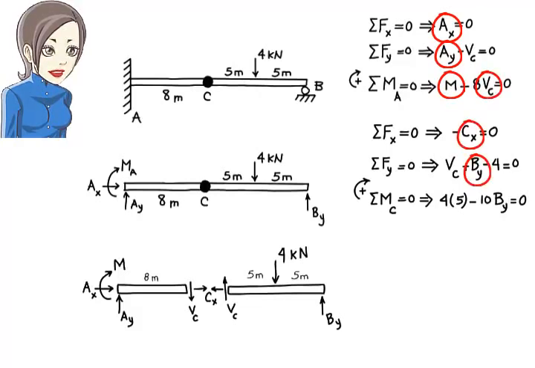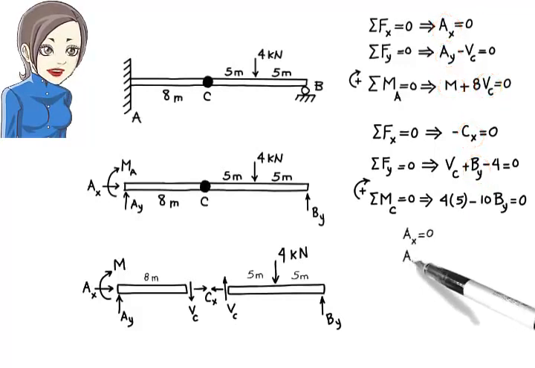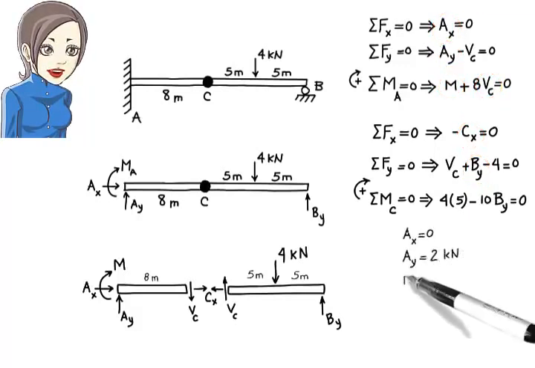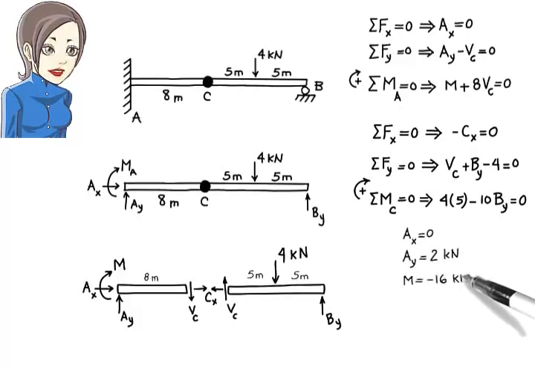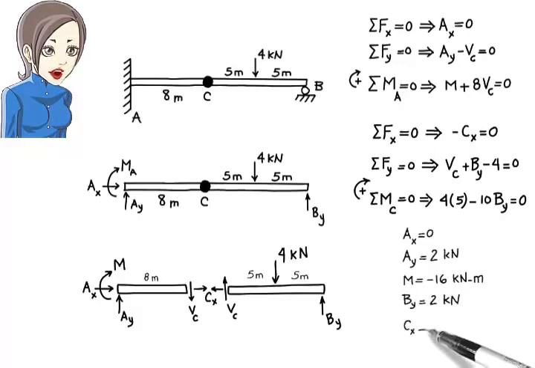Solving the equations for the unknowns, we get AX equals 0, AY equals 2, M equals -16, BY equals 2, CX equals 0, VC equals 2.